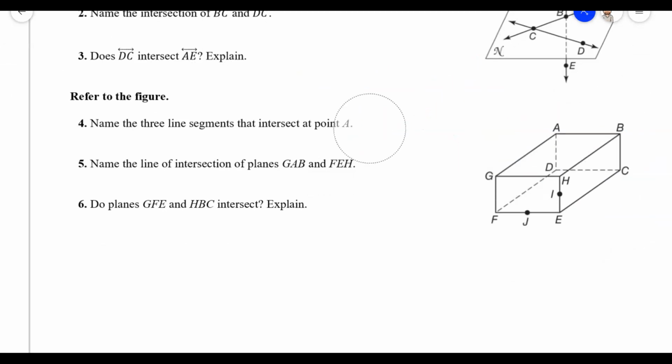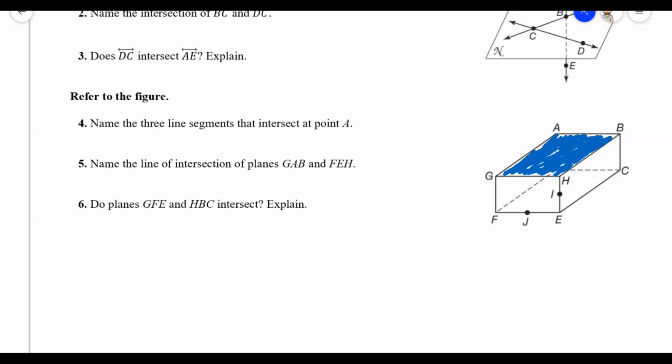So now let's take a look. Name the line of intersection of planes GAB and FEH. So where's GAB? GAB is the top of the shoebox. So what we do is we label a plane with 3 points. As soon as I name 3 points, I've now labeled a distinct plane. So we could say GHB, GHA, GAB. Any three of these 4 points on top of that shoebox can label the plane.